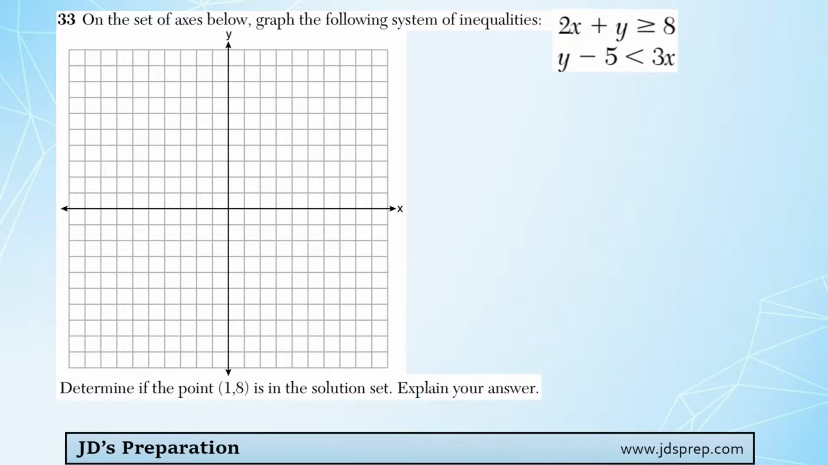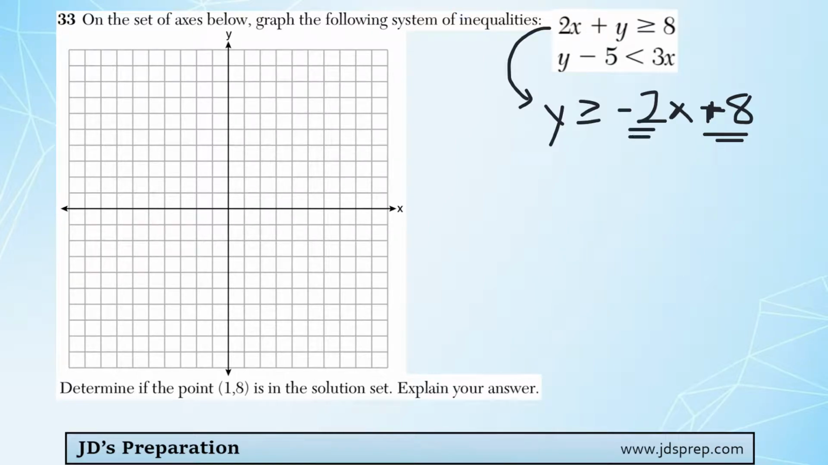Our first step to graphing the system of inequalities here is to take this first inequality and rewrite it by isolating y. It's actually fairly easy to do. All we need to do is subtract 2x from both sides. So then we're going to have negative 2x on the right-hand side and plus 8. This is handy because we now have it written in slope y-intercept form, where we have a y-intercept at positive 8 and a slope of negative 2.